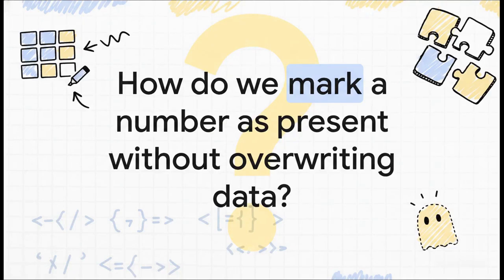Right, but that brings up the next big problem, doesn't it? Like, if we use index 2 to say, hey, we saw the number 3, we can't just blow away the number that's already sitting at index 2. We might need that thing later on. So how do we leave a breadcrumb without burning down the forest?